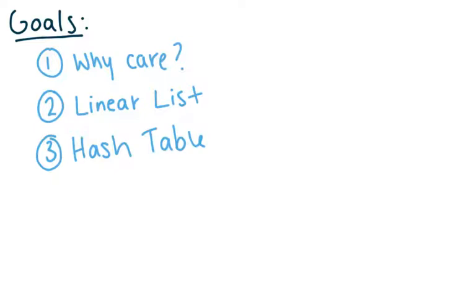We'll talk about the two most popular ways of doing directory implementation, and that is a linear list and a hash table.